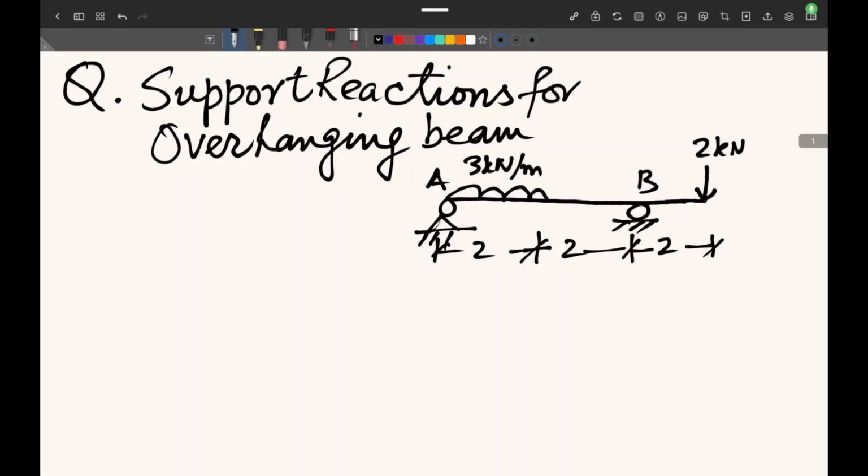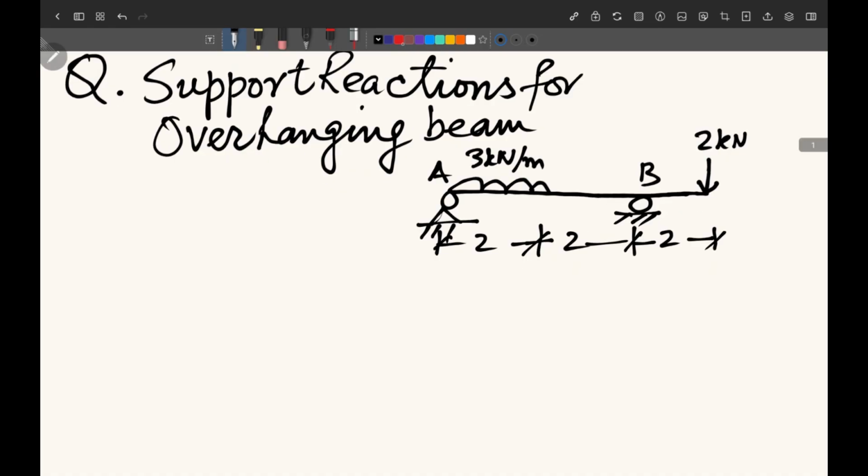In this lecture, we will solve the problem of support reactions for an overhanging beam. In the case of an overhanging beam, we find that there are two supports. One is a hinge support at A and the other one is a roller support. But here the difference between an overhanging beam and a simply supported beam is that there is some overhanging portion here. You can see this overhanging part, which is not supported here.